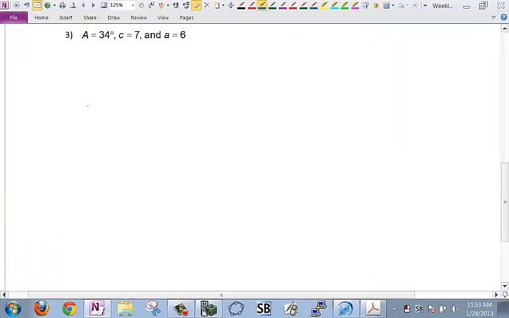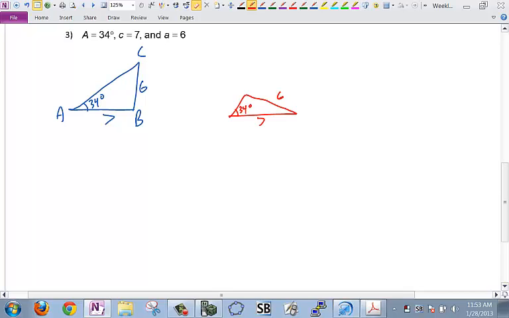So I'm going to do in blue one of the solutions. So we'll say a triangle that looks like that. We'll call this A, this C, this B. So 34 degrees, 6, and 7. Then our second solution will look like 34 degrees, 7, 6, like that.